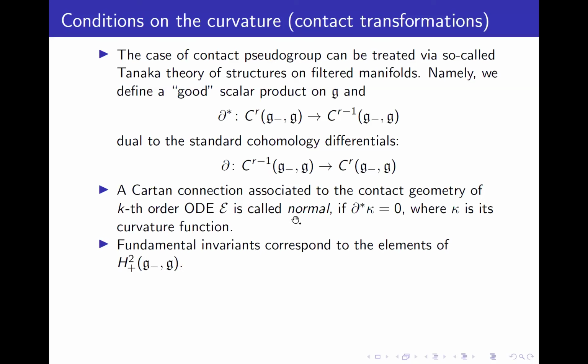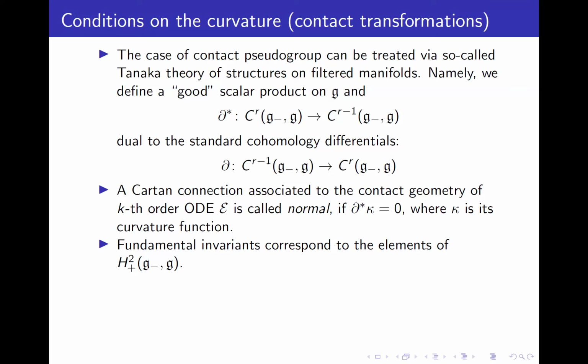What is also important is that if you have a normal Cartan connection, then we can actually find out how many fundamental invariants in which degrees there are. They just correspond to the second cohomology space. So far, as these were just cochains, we have to switch to cohomology. And this lower index plus means that we are only interested in cohomology that sits in positive degree. We have gradings of g, so everything is graded here. So we are only interested in positive degree here.